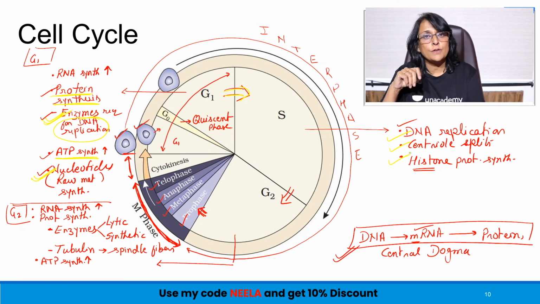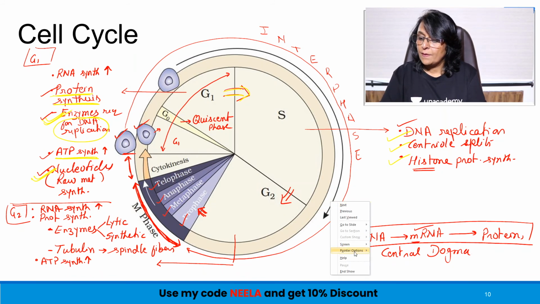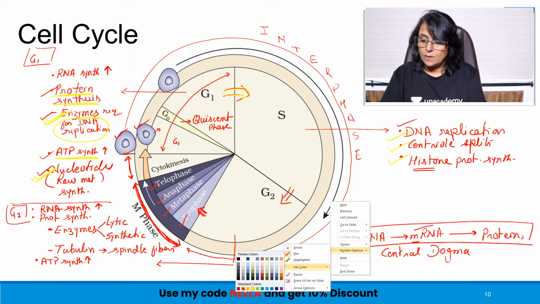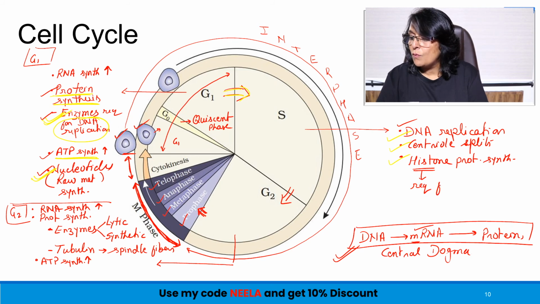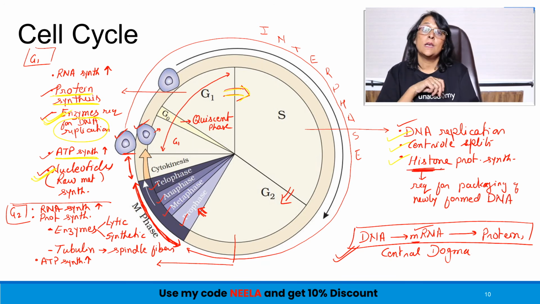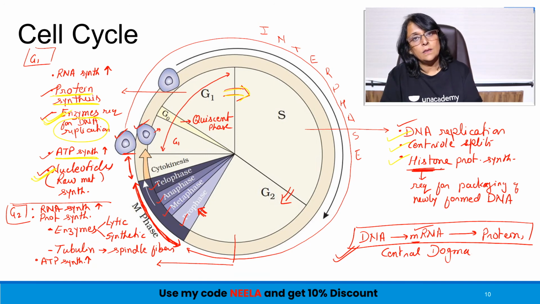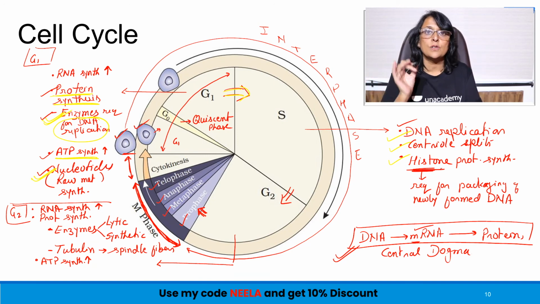What is the significance of this histone protein? Histone protein is required for packaging of newly formed DNA. That is where we need this histone protein. Everything done, DNA replicated, centriole split, the cell comes into G2.